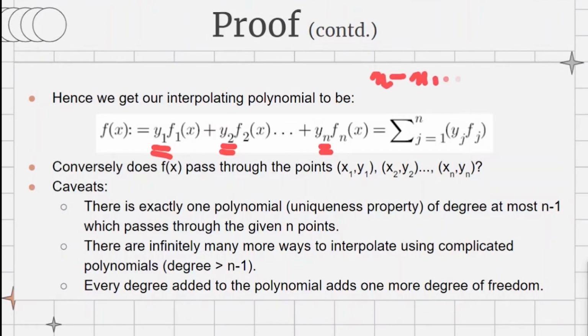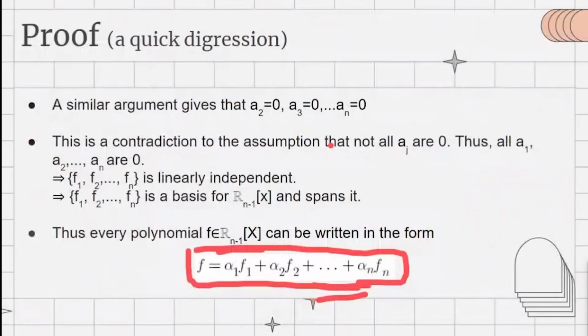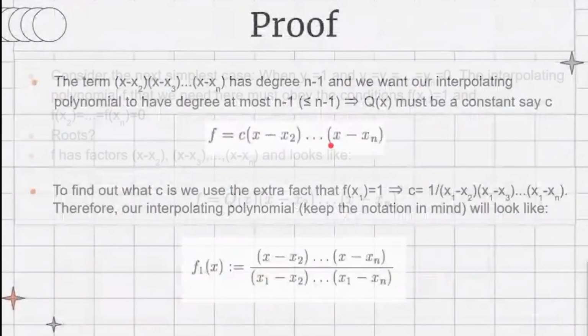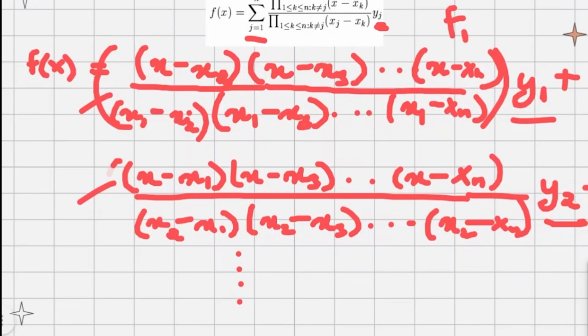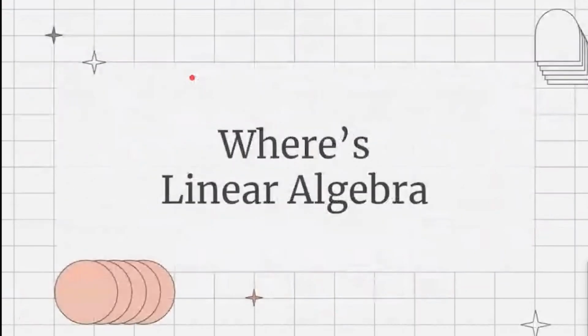x minus x1 into x minus... so the first term will look like this, the second term will look like this, and so on. So here we have the yj's on the outside, and this entire equation is nothing but f1. This entire equation is nothing but f2. So how do we know that it is f1 and f2?